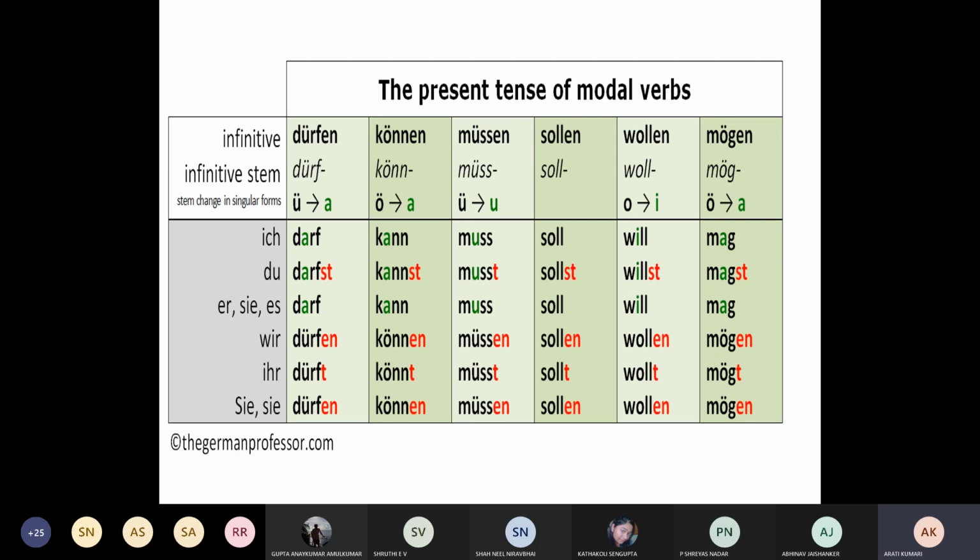So we start with the first one, dürfen. Please repeat after me. Dürfen. Ich darf. Du darfst. Sie, es darf. Wir dürfen. Ihr dürft. Sie dürfen.